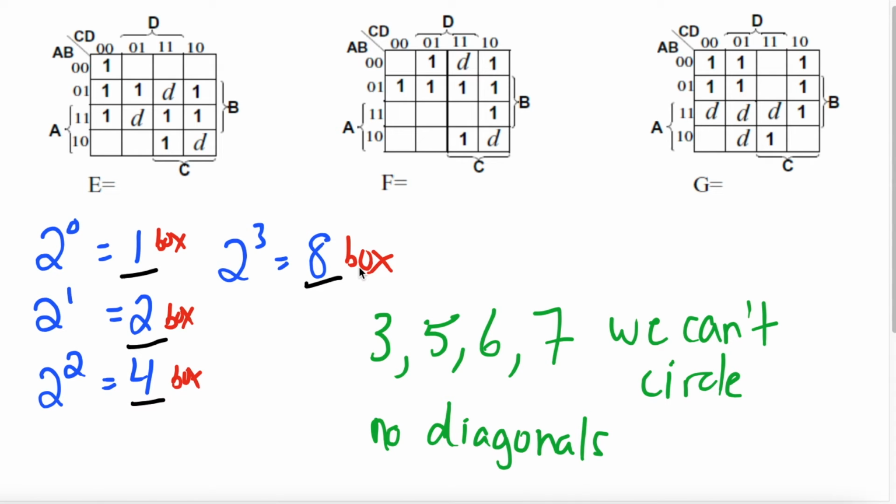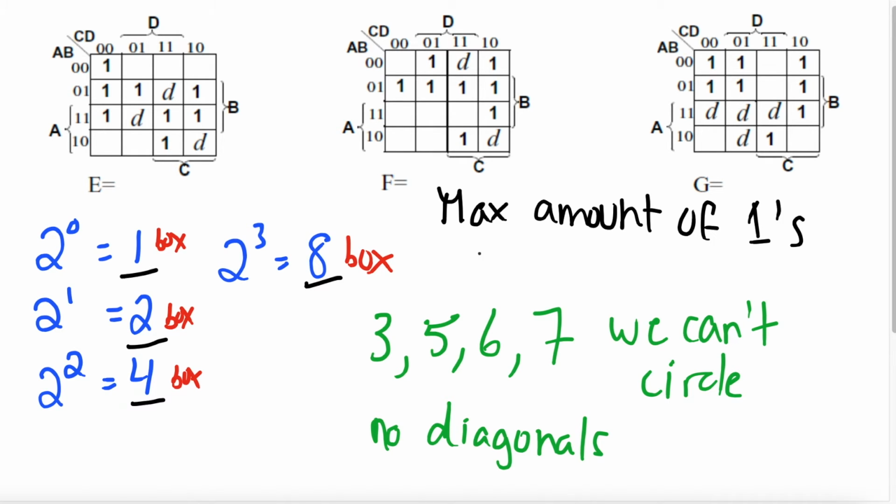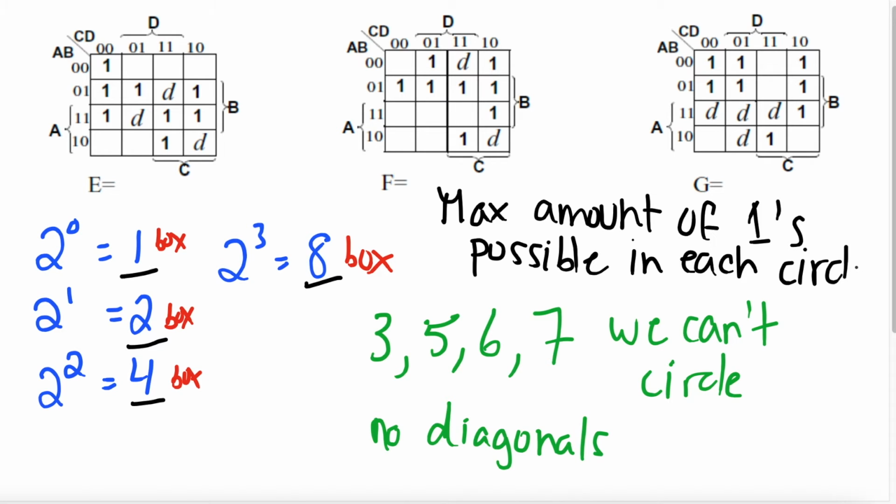Now, when it comes to Karnaugh map circling, when we want to circle the ones, in one circle we want to get the max amount of ones possible in each circle, right? That's our goal. We want to get the max amount of ones possible in each circle.